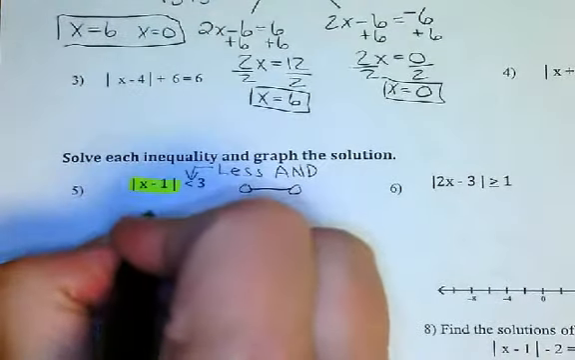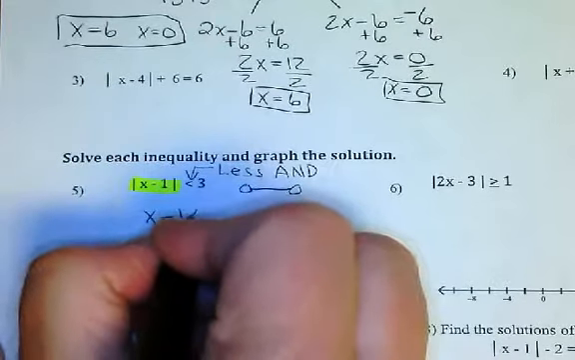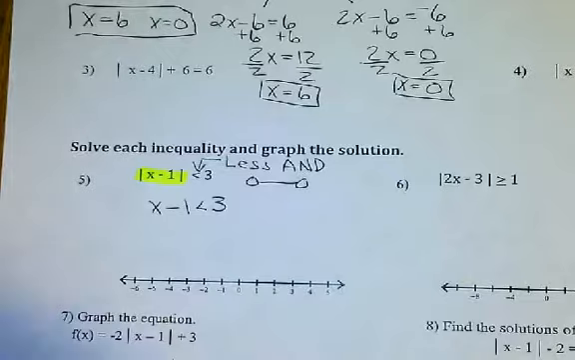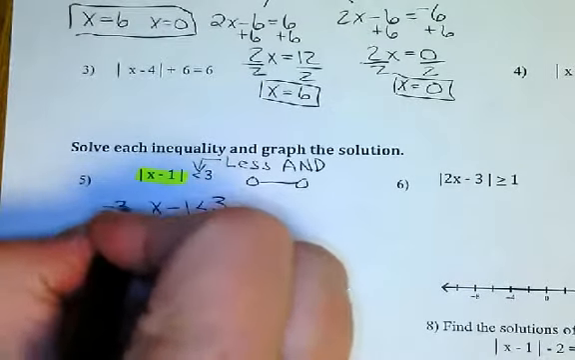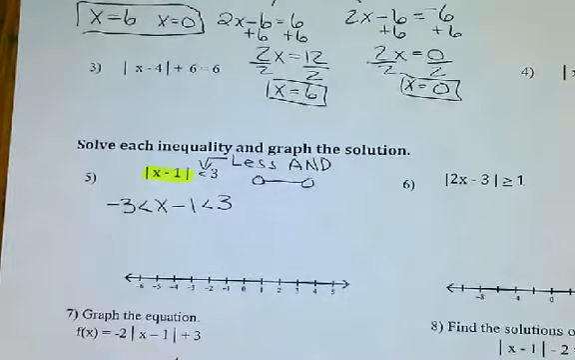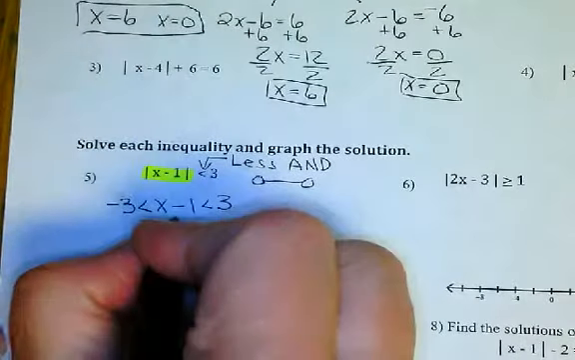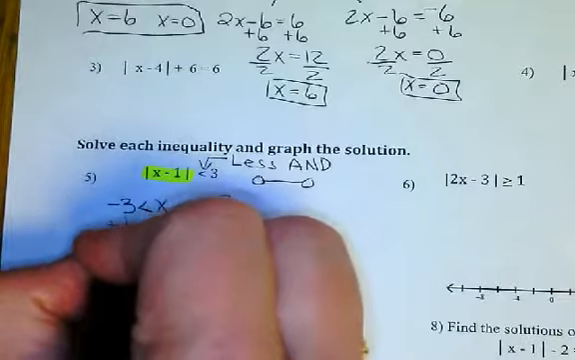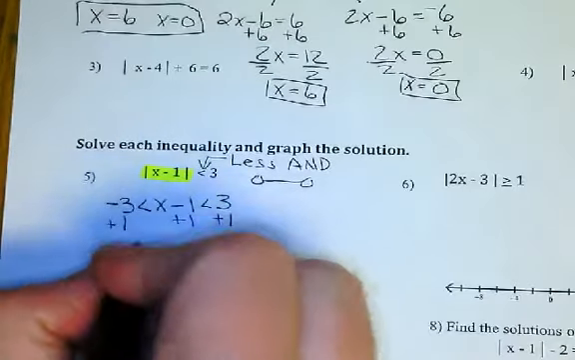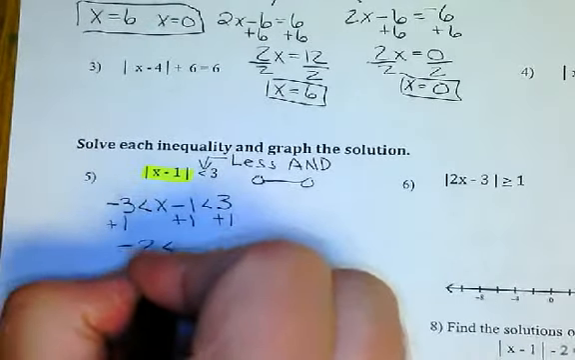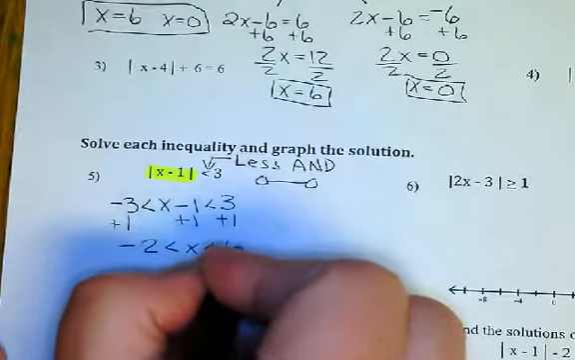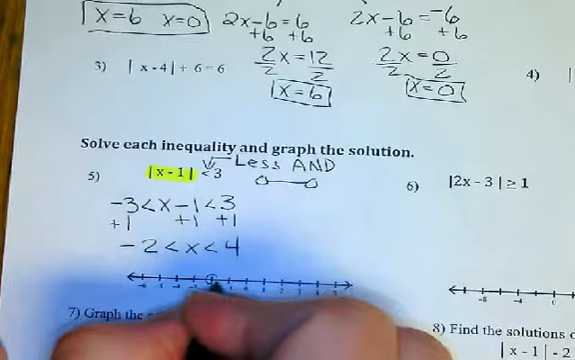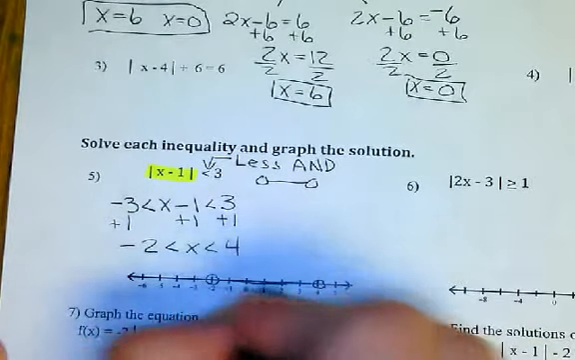Well, it's already isolated. So now I'm going to have x minus 1 is less than 3. But remember, I also have to have the negative part. So I have to have the -3 and then the other symbol. Alright, so now I'm going to add 1. Whatever I do on one side, I got to do on the other. So I got to do it over here too. So now I have -2 is less than x, which is less than 4. So that's going to be an open dot at -2 and 4.